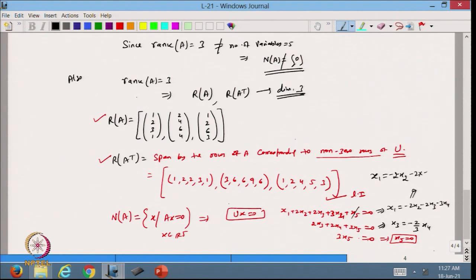So, x3 is basically minus 2 by 3 x4 minus 3 x4, and that becoming, so it is minus 2 x2, it became 4 by 3 because it is 4 by 3 and minus 3. So, it is 4 by 3 minus 3 x4, and that gives me minus 2 x2. So, it is 4 minus 9. So, it is minus 5 by 3 x4.